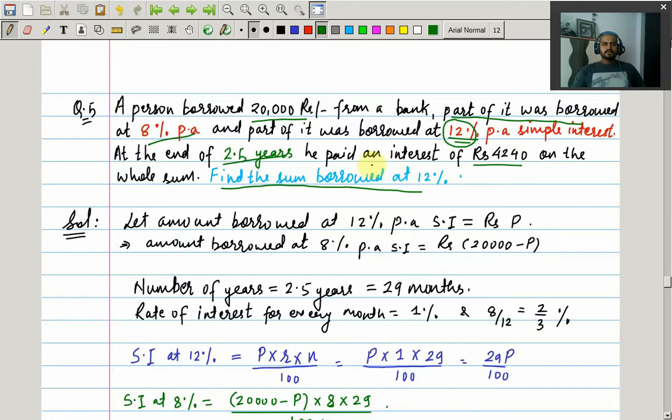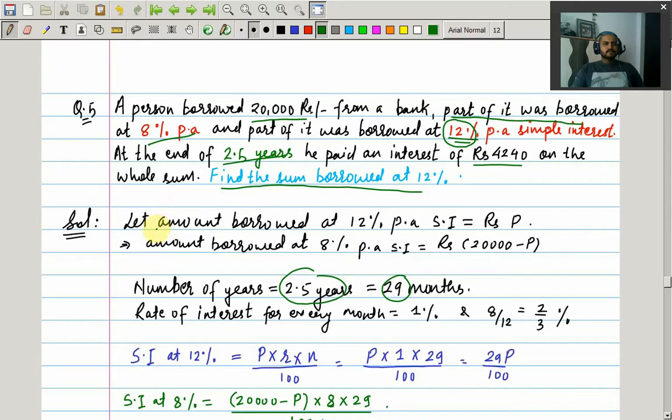Okay, so this is one way of solution. What I have done, I have converted this 2.5 years directly to 29 months. You can keep it year wise also. So let's see how I have solved.